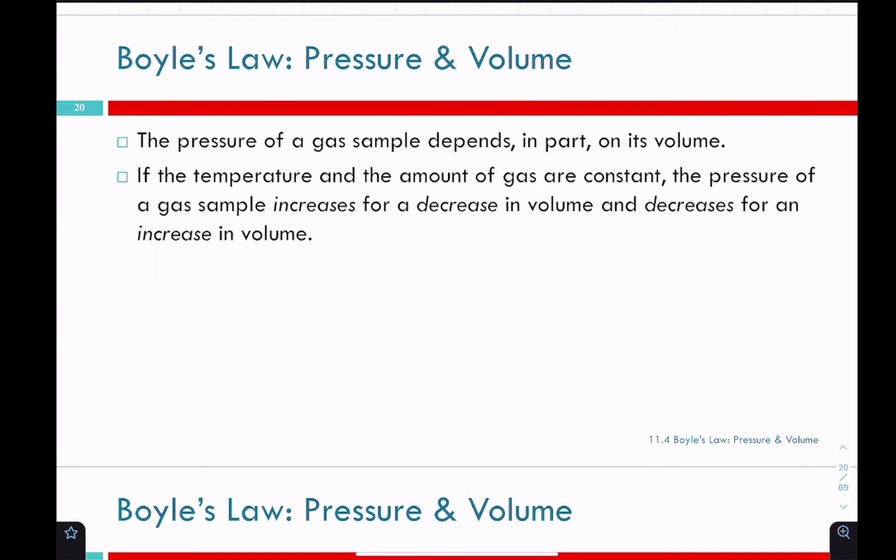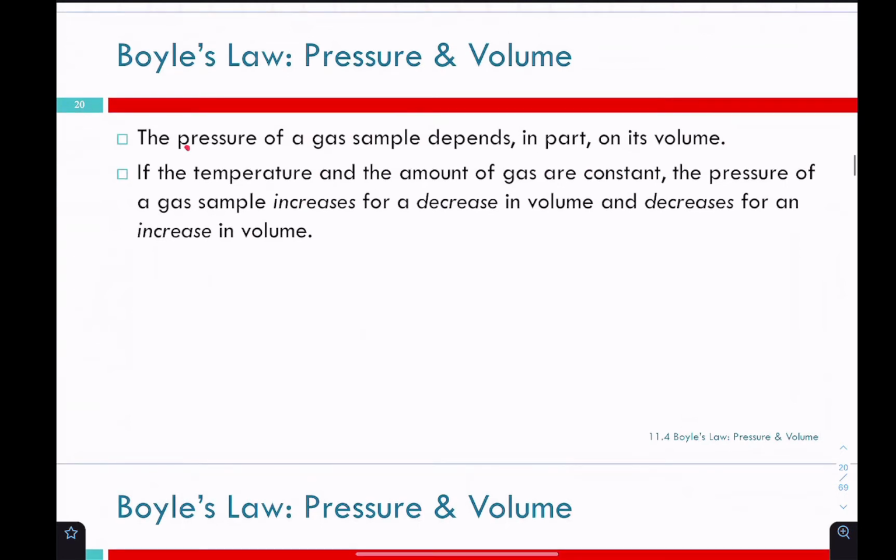So for a gas, the pressure of the gas sample depends in part on its volume. If the temperature and the amount of gas are constant, and those are going to be 2 things that we're going to see a lot, the pressure of a gas sample increases for a decrease in volume, and it decreases for an increase in volume. So this is kind of like a bike pump.